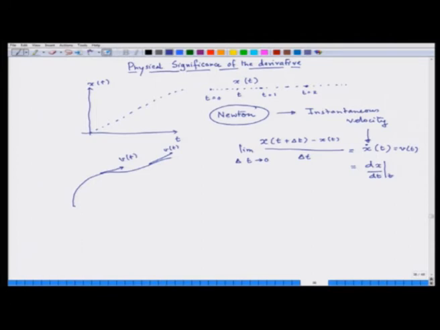Now, another use of higher derivatives is in the expression of the famous second law of Newton, which says force is mass into acceleration. So, acceleration is the change of velocity. So, force is equal to mass into acceleration, that is dv/dt, the change in the velocity. So, derivative is the rate of change.